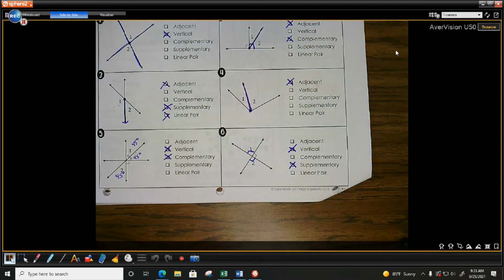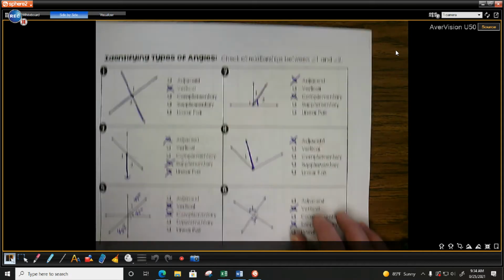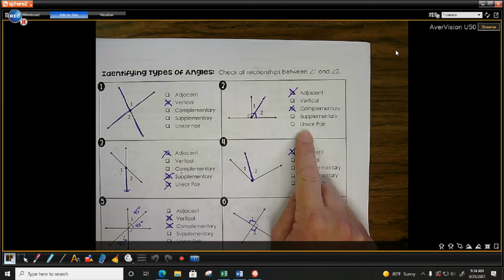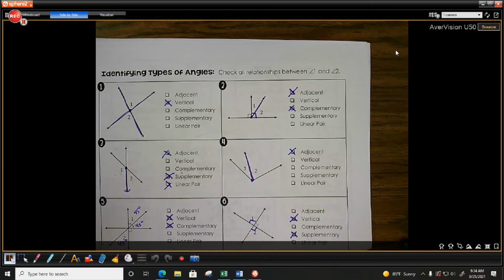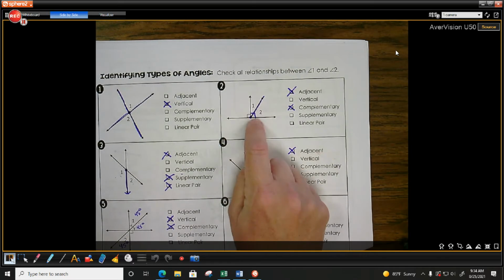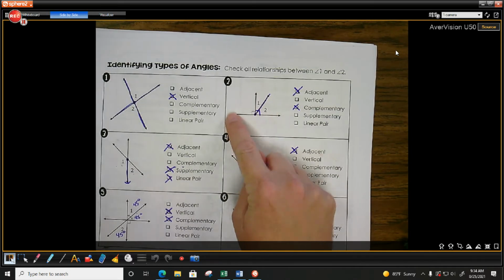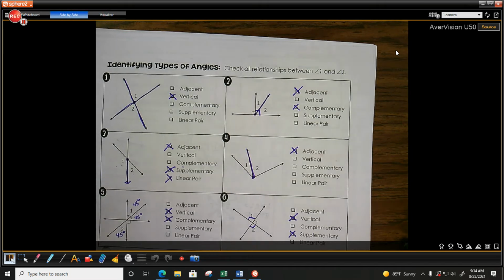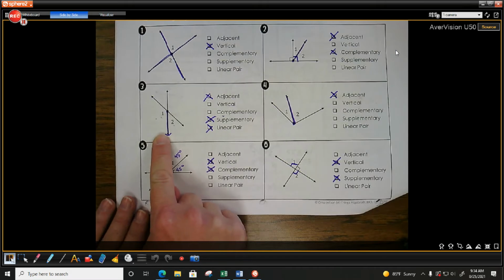Yes, sir? So why is it 2 a linear pair? A linear pair has to equal 180. Like if I didn't have this line right here, and all of this was angle 1, then they would be supplementary, not complementary, and it would be a linear pair. Okay? Kind of like this one. See how this one? Okay. We good?